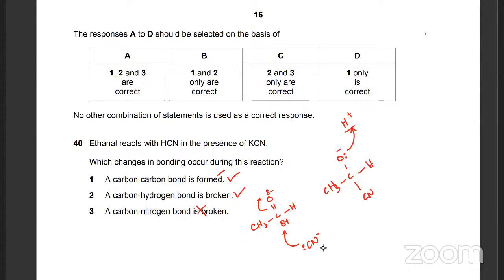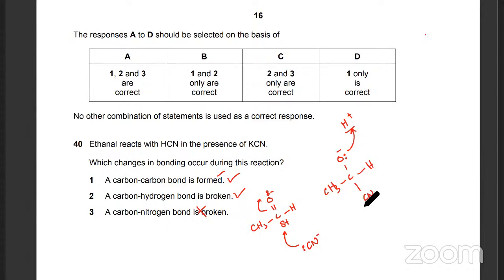Yes. What about the carbon-carbon bond? Can you explain it again? I mean, this part, that's the first thing that's happening. The CN, the carbon over here, joins with this carbon. So when the CN joins up, it's the carbon-carbon bond that's getting formed. Is that clear? Yes.